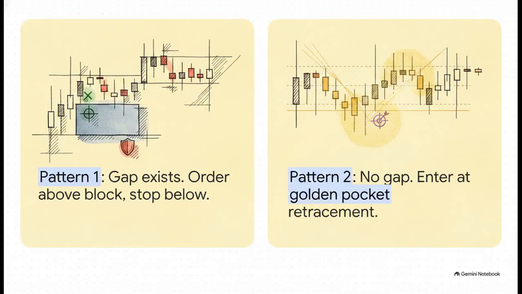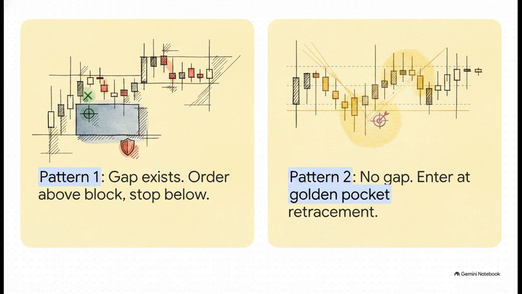And this brilliantly illustrates the 2 distinct branching paths for your entry. Pattern 1 happens if that lower time frame change of character leaves an inefficiency gap behind. In this case, you place your order a spread size above this new micro order block, put your stop loss below the zone, and you can even trail it under new higher lows for massive risk-to-reward ratios.